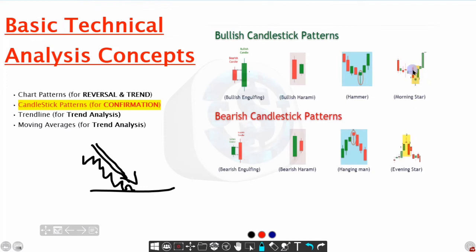The opposite of this is the evening star, and the opposite of the bullish Harami is the bearish Harami, and bearish engulfing. But this right here is the hanging man. Sorry, the hanging man, and it is also a good candlestick pattern, and it's a very simple idea.